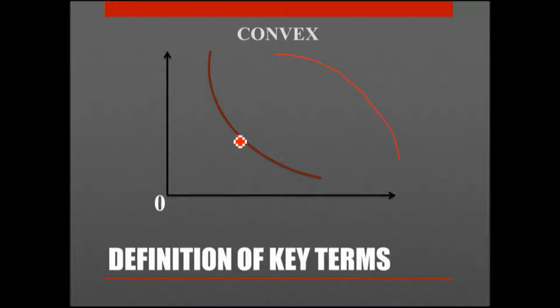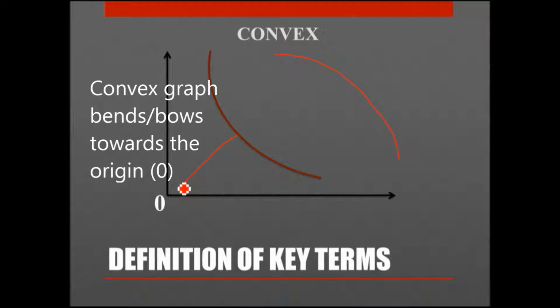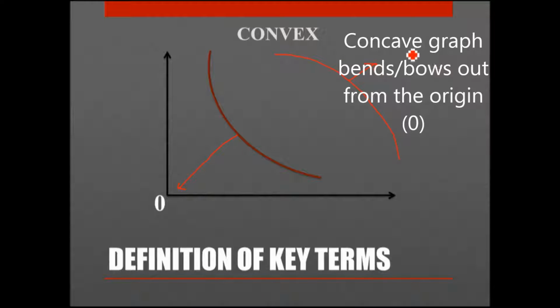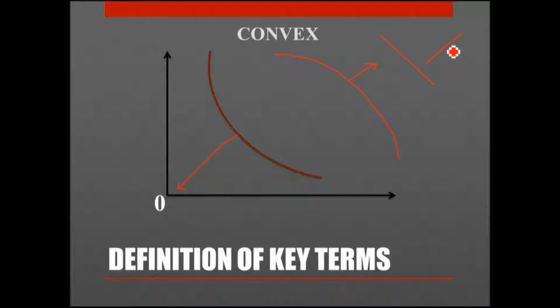As you can see, the convex graph bends towards the origin, whereas the concave graph bends away from the origin, okay? And graphs that are straight or that assume a straight character are known as linear graphs, all right? So these are the types of graphs that we deal with or we model in economics, all right? So that's a key property that you can use to distinguish a convex graph, which is this one, from a concave graph and other graphs which are linear, all right?